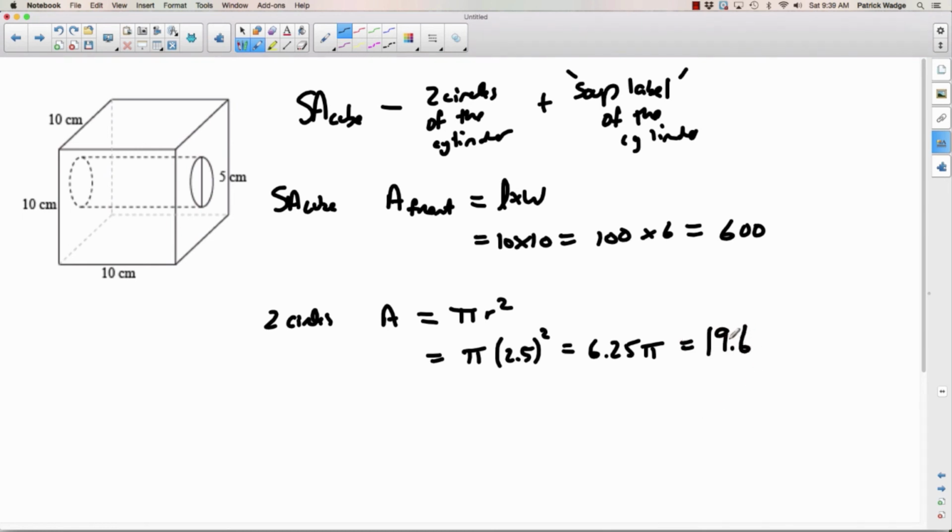But wait a minute, that's just one of the circles. I just found one of the circles. I need 2, so I better multiply that by 2 to get both circles. And I get 39.2. So now we need to figure out the area of the soup label, and we need to add that on, right? So soup label area equals. Uh-oh. How do we get the area of the soup label?